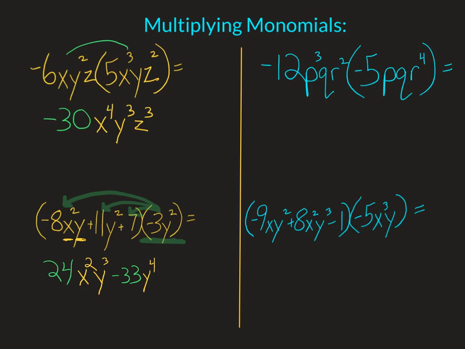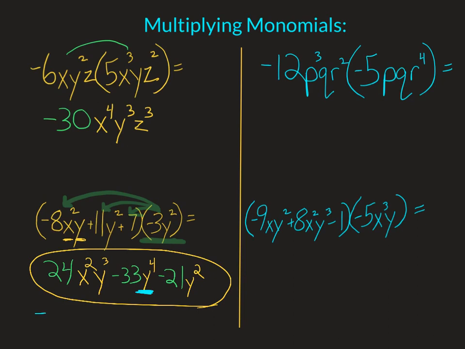And here, negative 3 times 7, negative 21. And just that y squared, you just got to bring that along. Just don't lose anything along the way. Even if there's nothing to multiply with, you just bring that variable into the answer. And there you go. And notice, I almost forgot, I don't have it in standard form. I'm going to move that negative 33 y^4 up to the front, and then the 24 behind it, so it's in standard form.